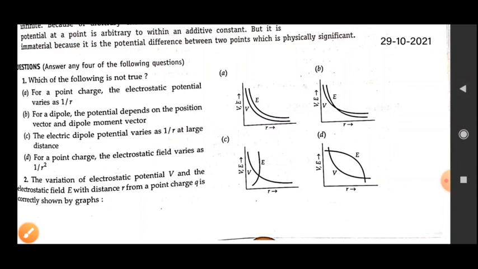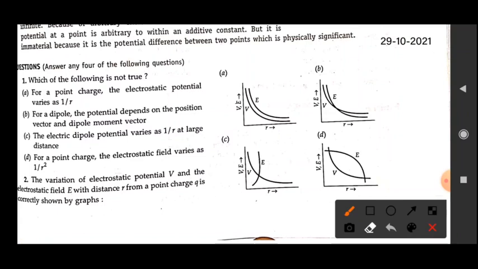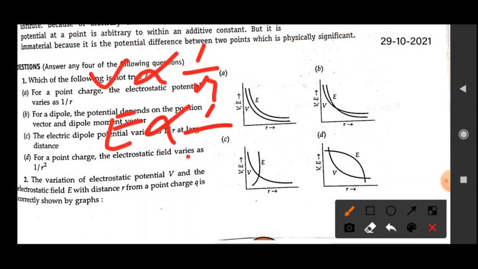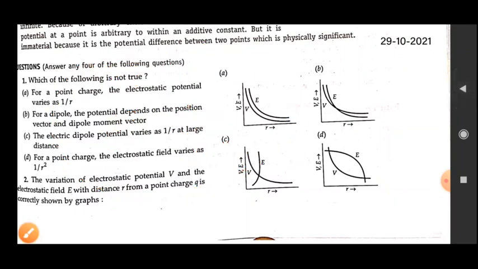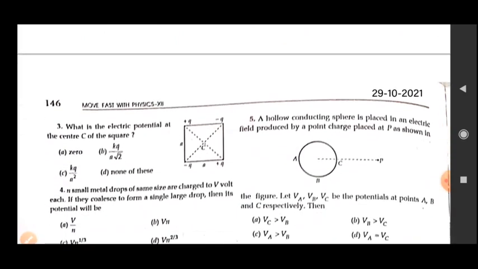Now let's see the next question. The variation of electrostatic potential V and electrostatic field E with distance r from a point charge q is correctly shown by the graph. Just now we saw that for a point charge V is inversely proportional to r and E is inversely proportional to r square. If you use this relationship to plot the graph, you will always get this graph for the electric field and potential both with the variation in distance. So this is the answer for our question. This graph is correct.